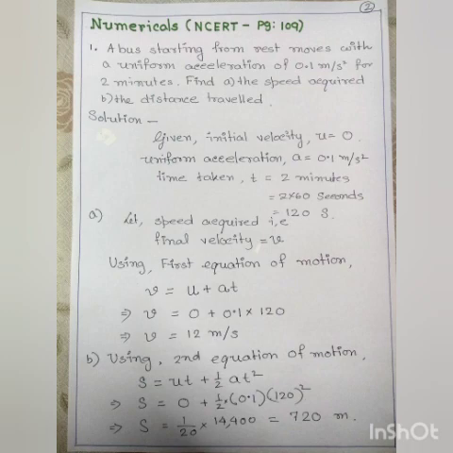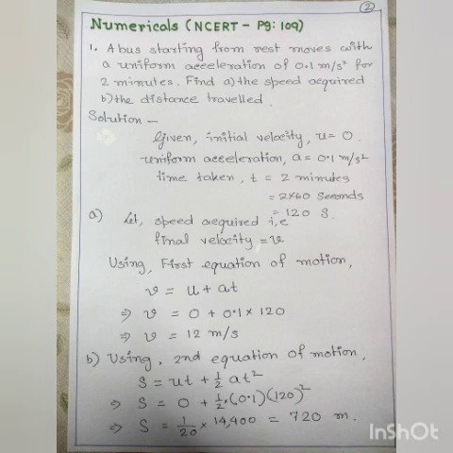Now see here, given initial velocity u equals to 0. Why? See the first line, a bus starting from rest. Rest means initially the bus is at rest, initial velocity 0, u equals to 0, and given uniform acceleration a equals to 0.1 meter per second square. Time taken t is equal to 2 minutes. See here, time is given in minutes, so you have to convert it into seconds. So multiply by 60 and the time is 120 seconds.